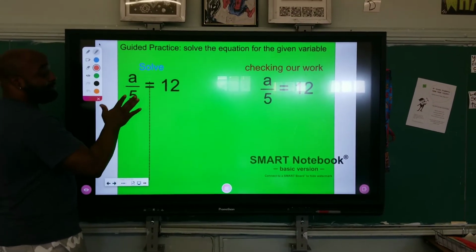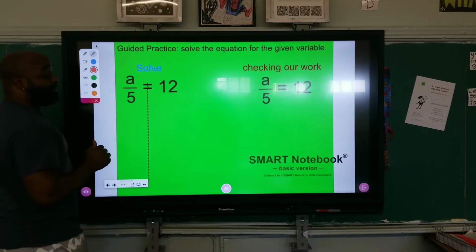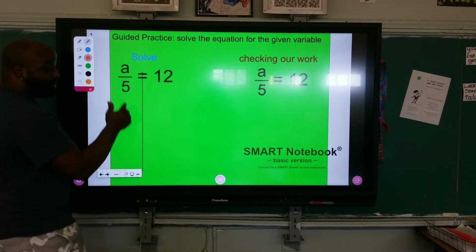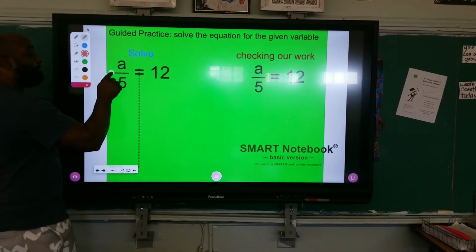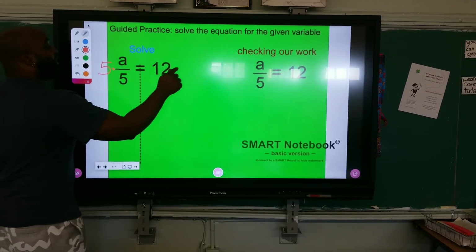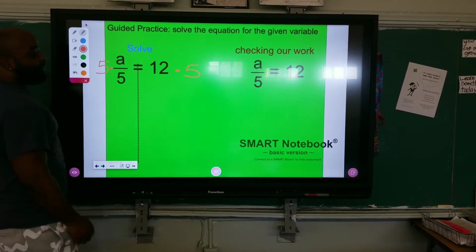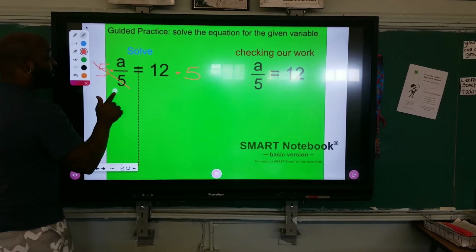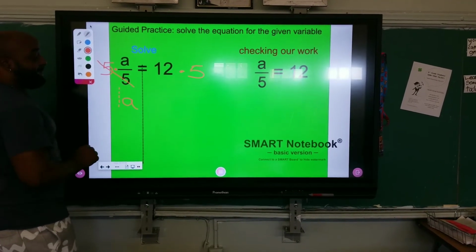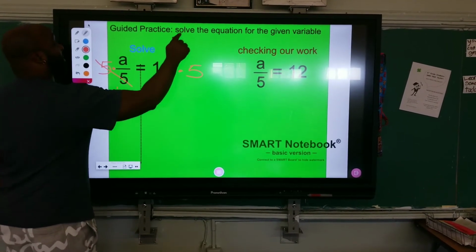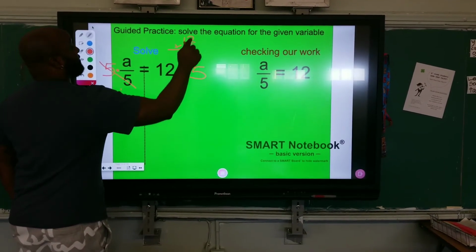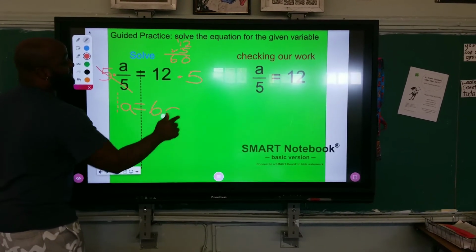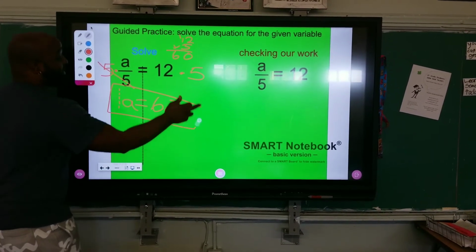So this equation shows the fraction bar, which we talked about being division. So this is a divided by 5 equals 12. So we want to do the opposite operation. So instead of dividing by 5, we want to multiply by 5. And again, we're going to do that on both sides of our equation. So what that does is 5 divided by 5 becomes 1. So again, this becomes invisible 1, and the a comes down. 12 times 5, sometimes I forget this stuff. 5 times 2 is 10. 5 times 1 is 5, plus 1 is 6. That gives me 60. So right now, I think this answer is a equals 60.